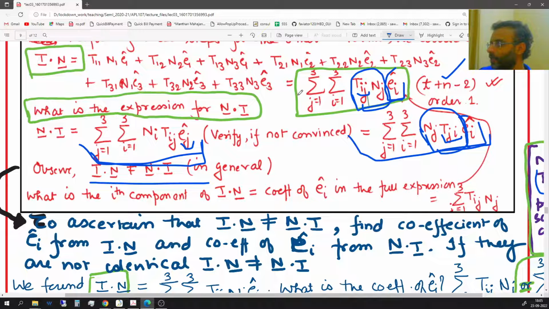of say t dot n, what do I do? I go to this expression and I identify what is standing in front of ei, that is the coefficient of ei, that is the ith component of the t dot n tensor, right? So that is going to be Tij Nj summed over j only now, from j going from 1 to 3, right? That this is the ith component of t dot n, because it is the coefficient of ei in the full expression.